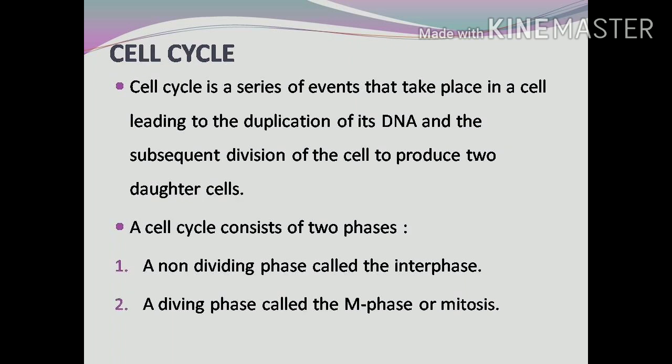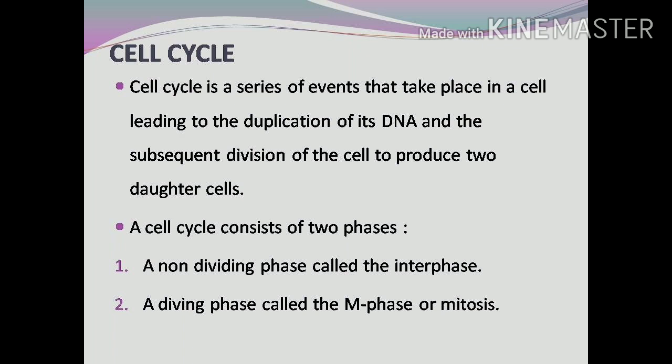Next, cell cycle. The cell cycle or cell division cycle is the series of events that takes place in a cell leading to the duplication of its DNA and the subsequent division of the cell to produce two daughter cells. After the process of mitosis, the cells formed are relatively small. They have a large nucleus surrounded by comparatively less cytoplasm. Thus, the cell after cell division undergoes the interphase stage and regains the size of the mother cell.